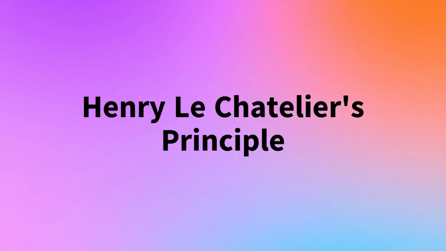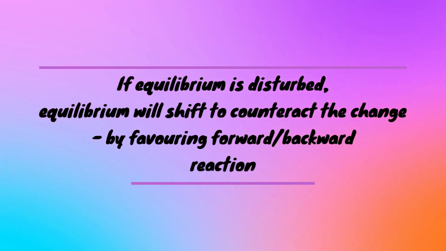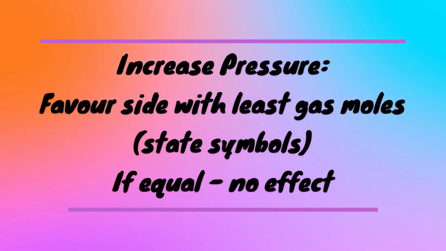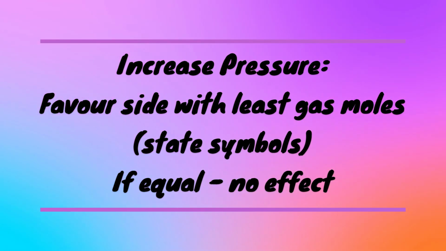Our last mini topic is Le Chatelier's principle. Now, Henri Le Chatelier proposed that if equilibrium was disturbed, equilibrium would shift to favour either the forward or the backward reaction to counteract the external change. For example, if we increase the pressure of a reaction, equilibrium would shift to favour the side which produces the less or the least gas moles. So we look at the state symbol to determine that.